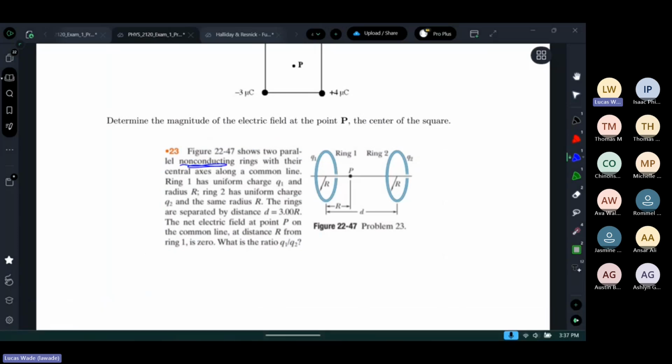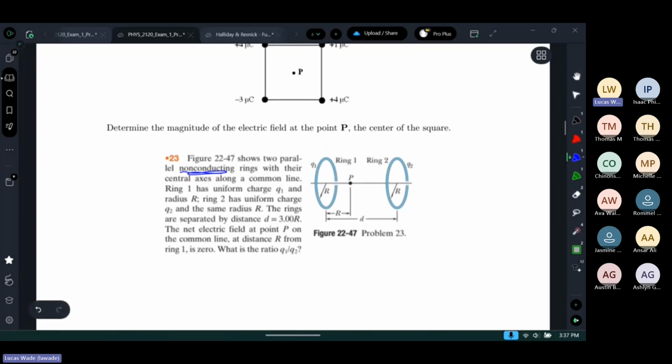That's just to say that you don't really get a lot of induction effects that would shift charge around so that it's not uniform on the two. You can treat them as sort of these things with fixed charge uniformly distributed over each surface, and we know how to deal with the uniformly charged ring. So ring 1 has uniform charge Q1 and radius R. Ring 2 has uniform charge Q2 and the same radius.